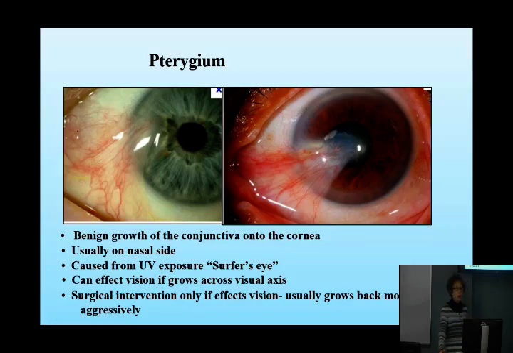It can be surgically removed. However, oftentimes when you do remove these, they have a big tendency of coming back. So we generally don't remove them unless they start affecting vision.